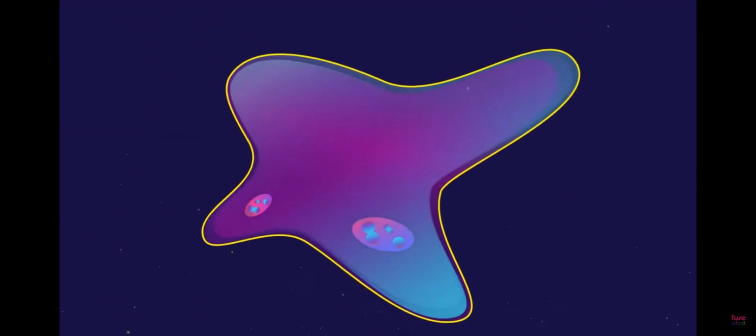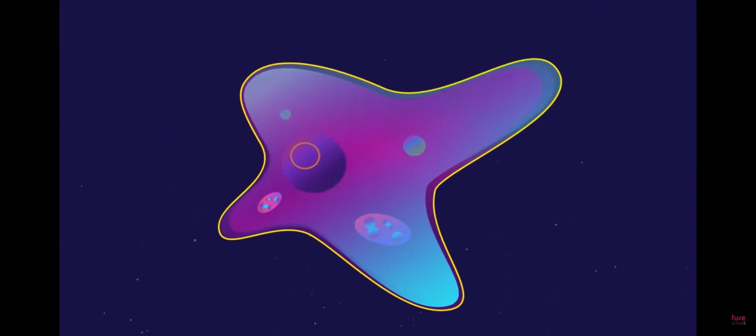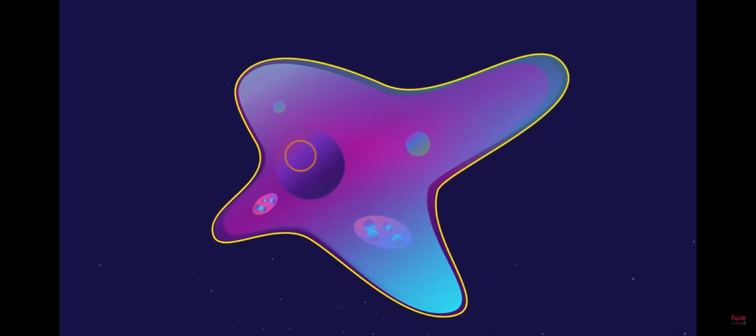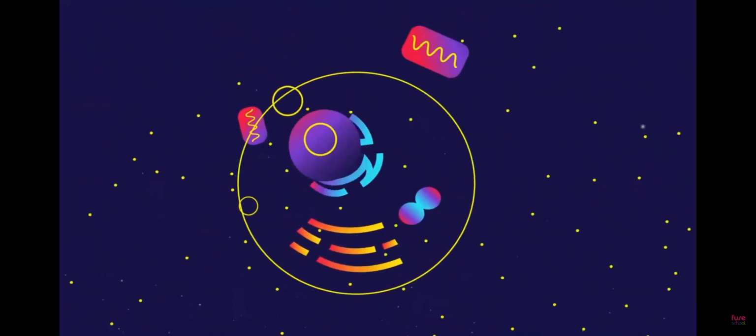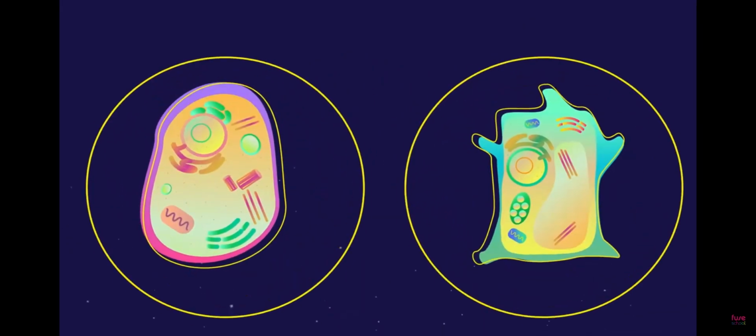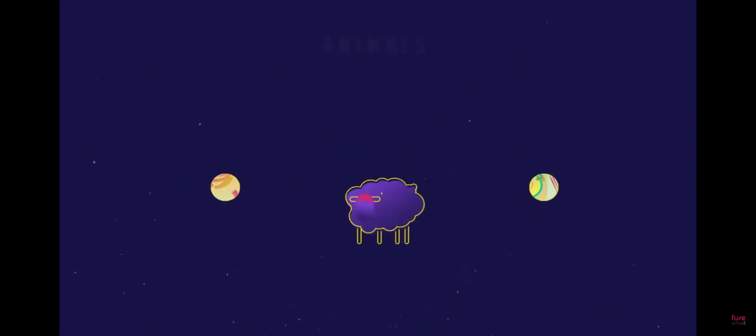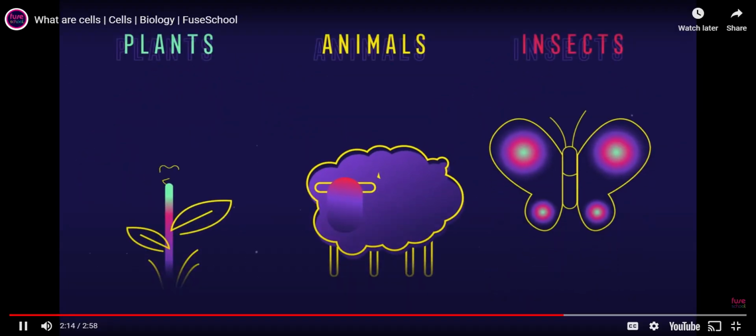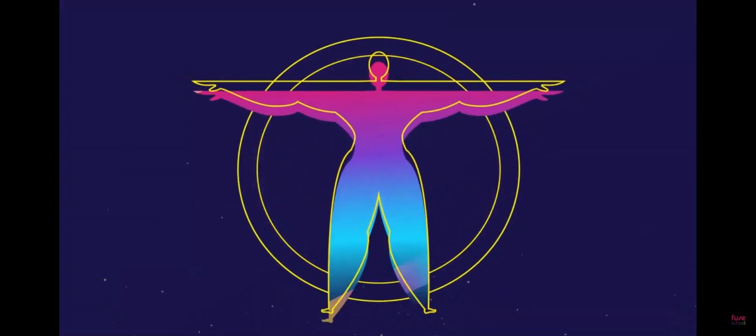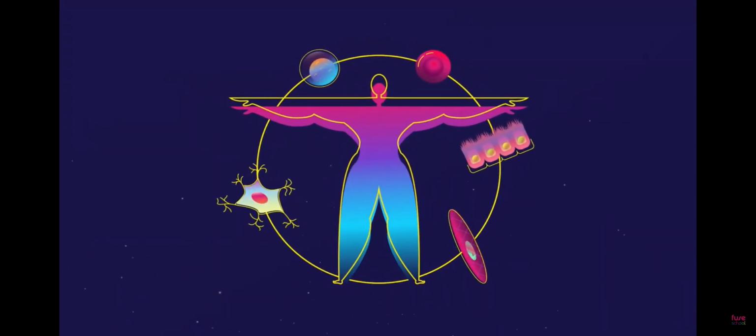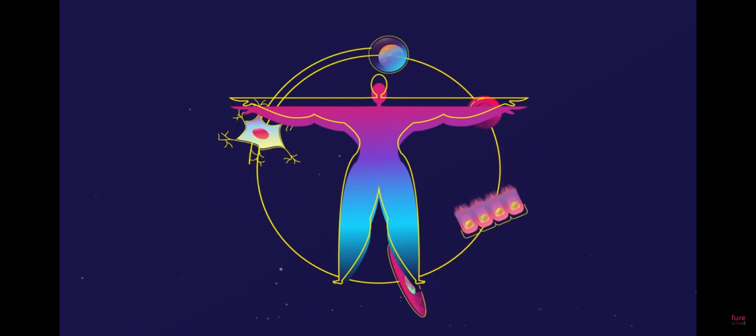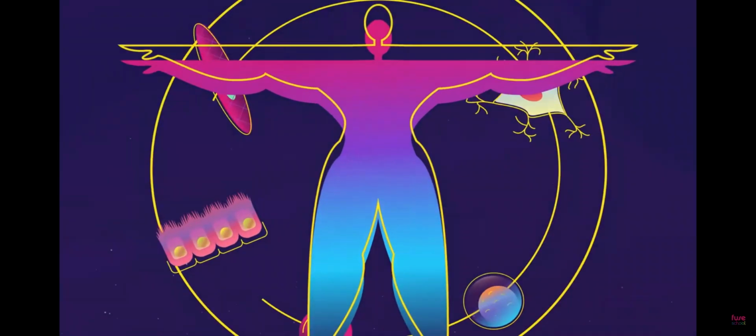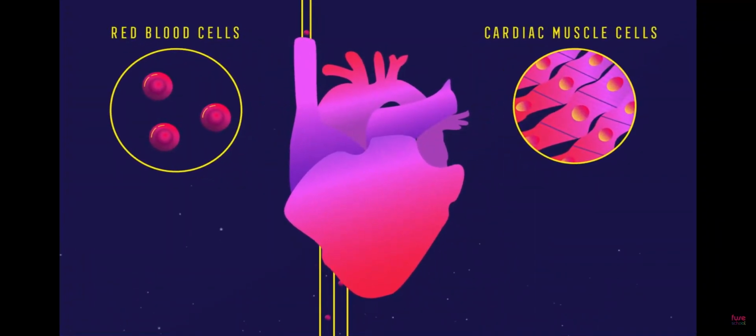Sometimes cells can exist on their own, such as a simple bacterium or a single-celled organism called an amoeba. But mostly, cells work together to form more complex multicellular organisms, such as animals, plants, and insects. In a multicellular organism, as well as doing its own jobs, each cell also works together with the other cells around it to carry out an overall job. For example, the cells of the heart work together to pump blood around your body.